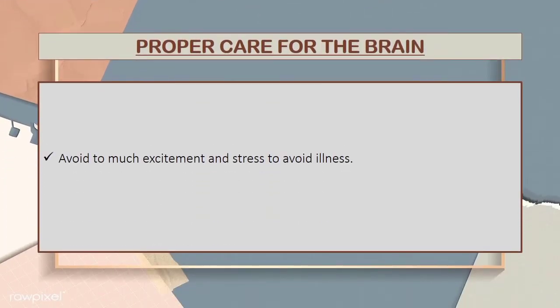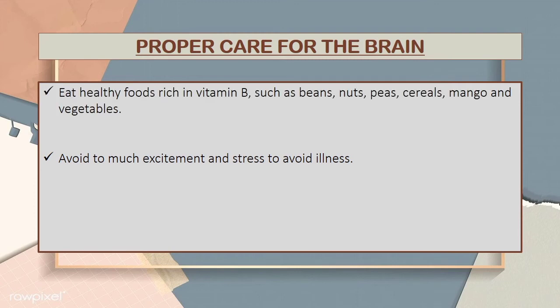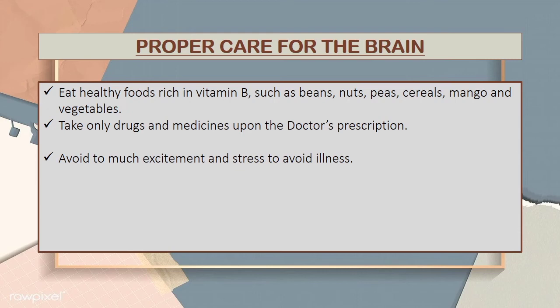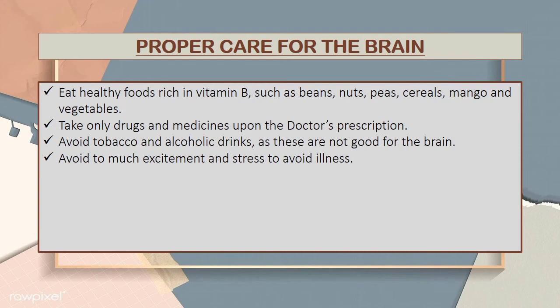Here are some ways of properly caring for the brain. Avoid too much excitement and stress to avoid illness. Eat healthy foods that are rich in vitamin B, such as beans, nuts, peas, cereals, mango, and vegetables. Take only drugs and medicines upon the doctor's prescription. Avoid tobacco and alcoholic drinks, as these are not good for the brain.